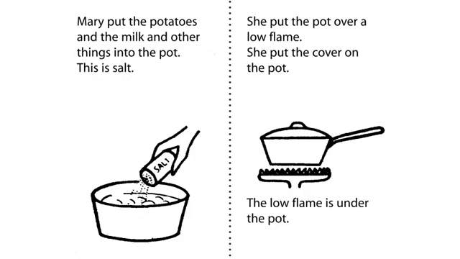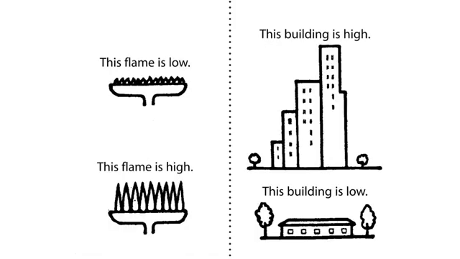Mary put the potatoes and the milk and other things into the pot. This is salt. She put the pot over a low flame. She put the cover on the pot. The low flame is under the pot. This flame is low. This flame is high. This building is high. This building is low.